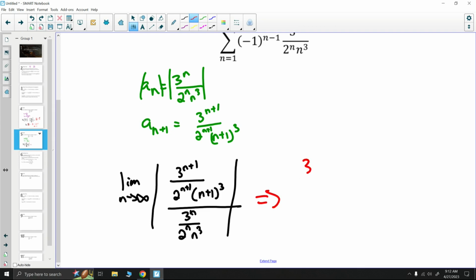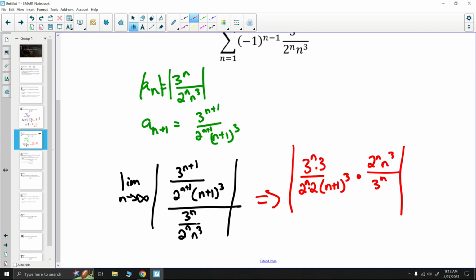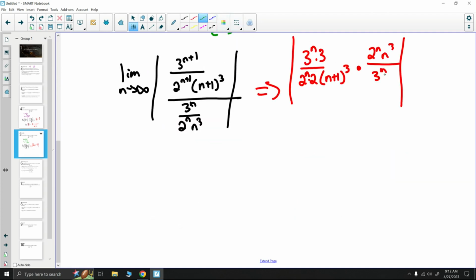So this would be 3 to the n times 3 over 2 to the n times 2 times n plus 1 cubed, times our 2 to the n times n cubed over 3 to the n. So we're multiplying the reciprocal. Okay, now 3 to the n's are going to cancel and 2 to the n's are going to cancel, and we end up with the limit as n approaches infinity of 3n cubed. And because n is positive, I don't need this absolute value anymore. I can drop it.